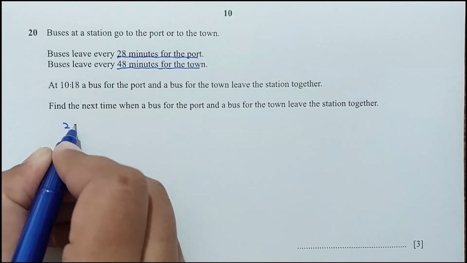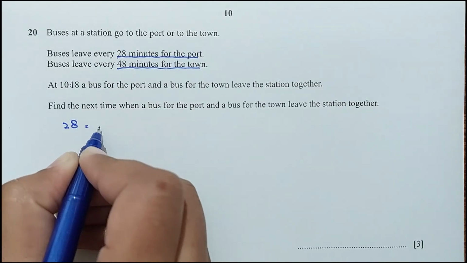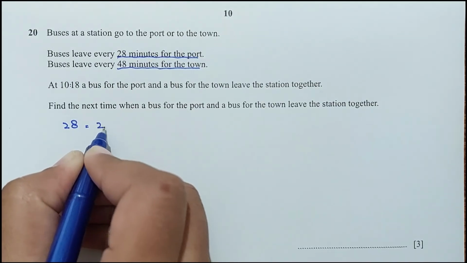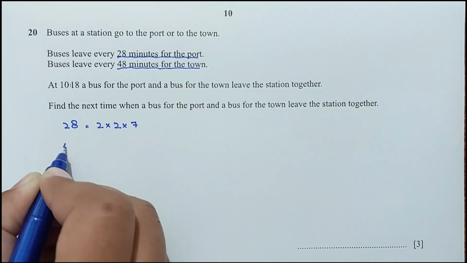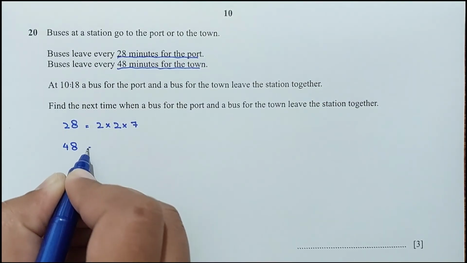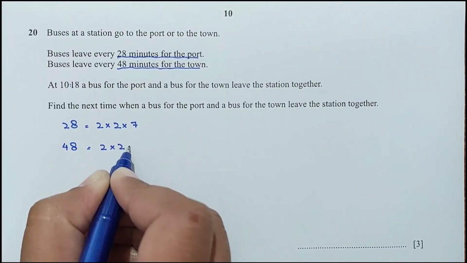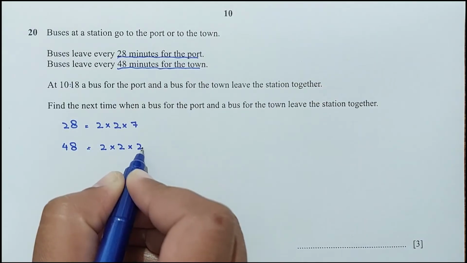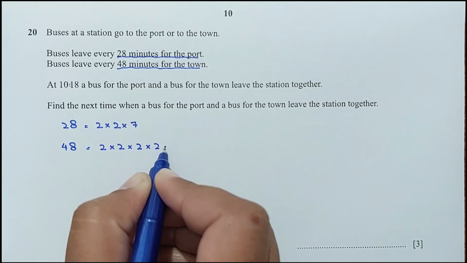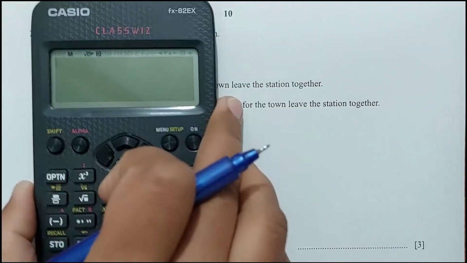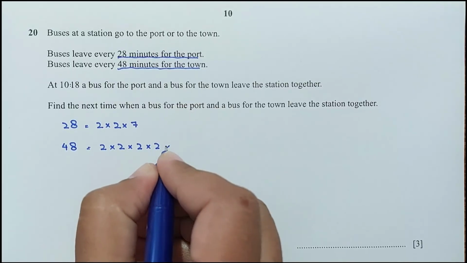So 28 is, we know that 4 times 7 is 28. 4 is not a prime number, so 2 times 2 is 4 and 4 times 7 is 28. Now for 48, we can do 2 times 2 is 4, 4 times 2 is 8, 8 times 2 is 16, and 16 times 3 is 48. Yes, 16 times 3 is 48.